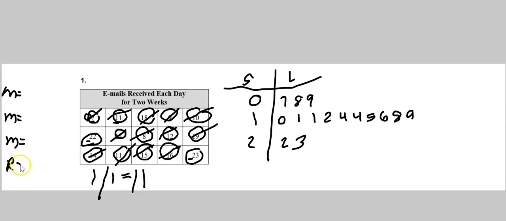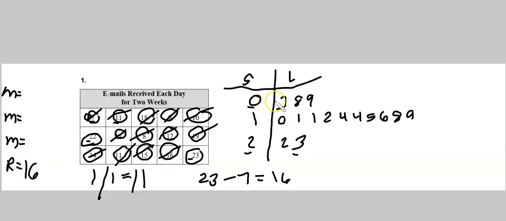So the first thing you need to remember is that your range is going to be the difference between the largest number and the smallest number. So your largest number is always going to be the very last stem and the very last leaf. So our largest number is 23. The smallest number is going to be the very first stem and the very first leaf. So that is 7. So I'm going to do 23 minus 7, and that's going to give me 16. So my range is 16.